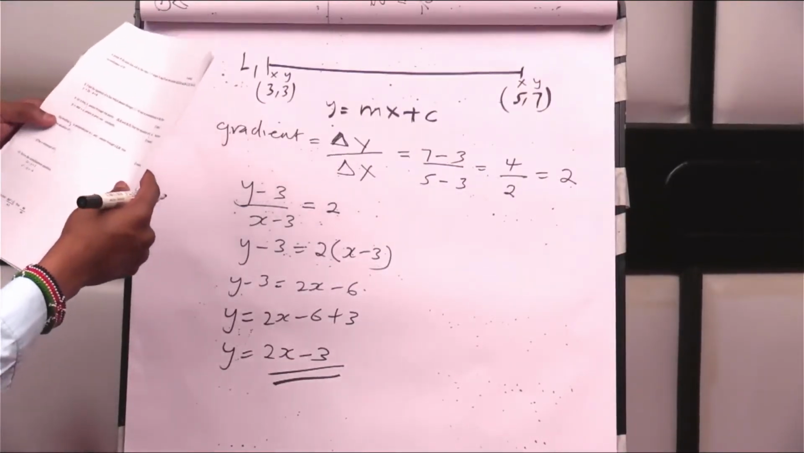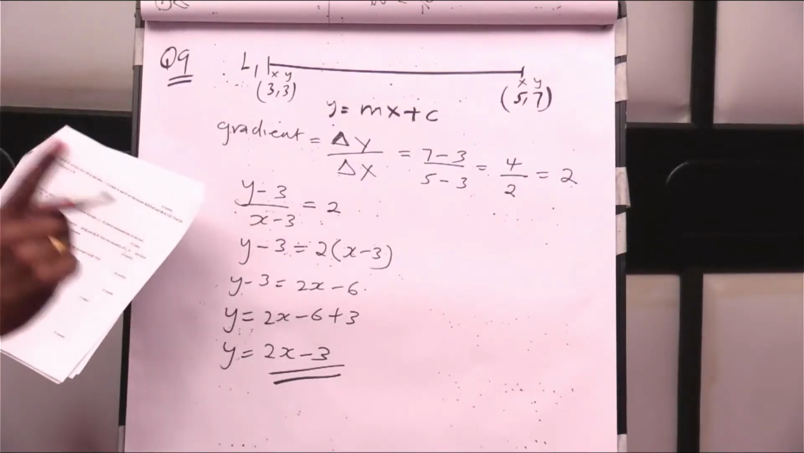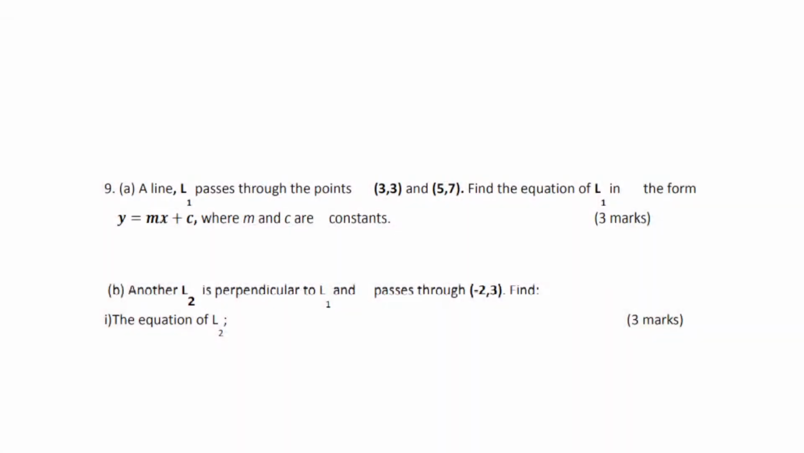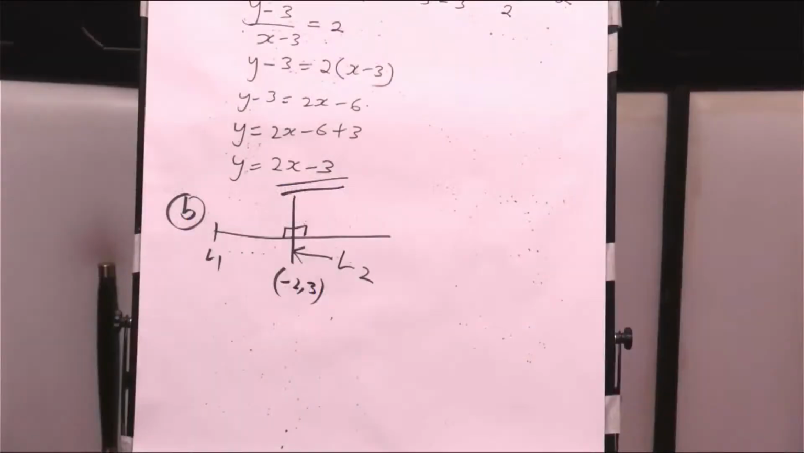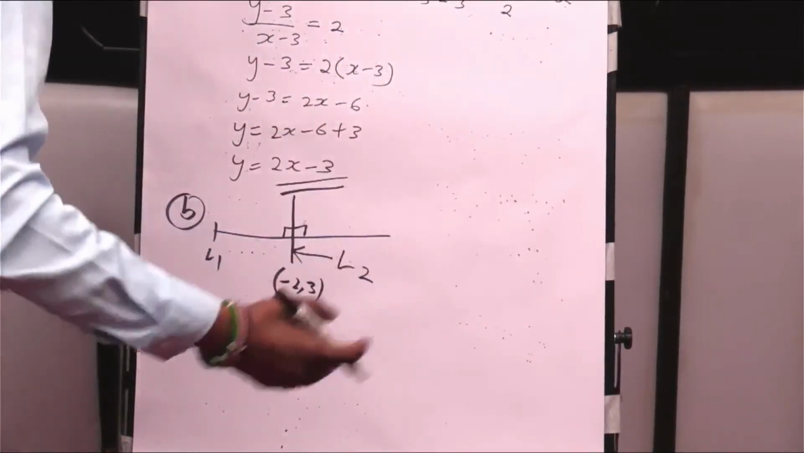Next, part B says that another line L2, this is line L1. So part B says another line L2 is perpendicular to L1. So perpendicular, you drop it like that, forms a right angle there. So this is another line L2. This is L1. And it passes through the point (-2, 3). Find the equation of L2.